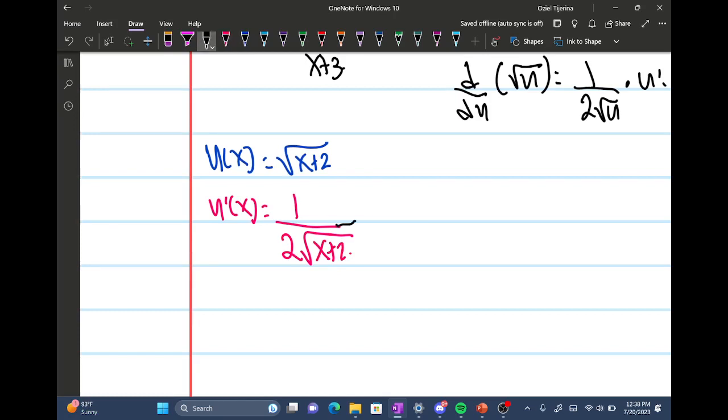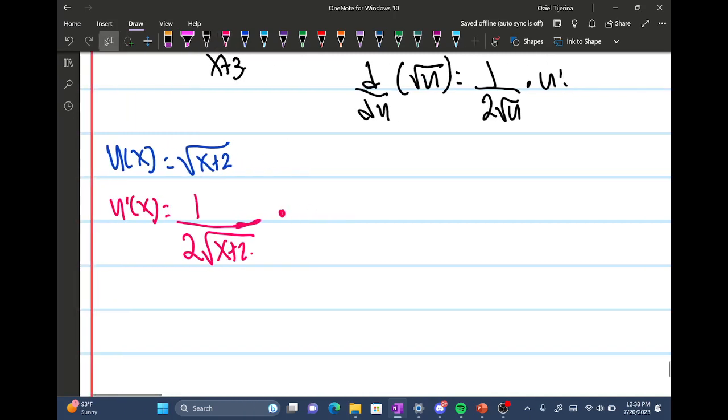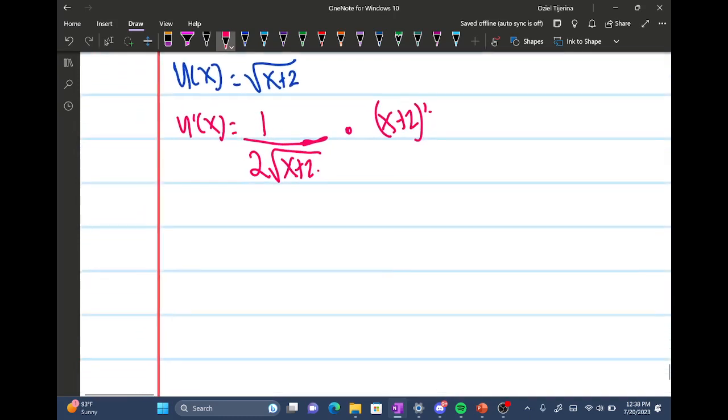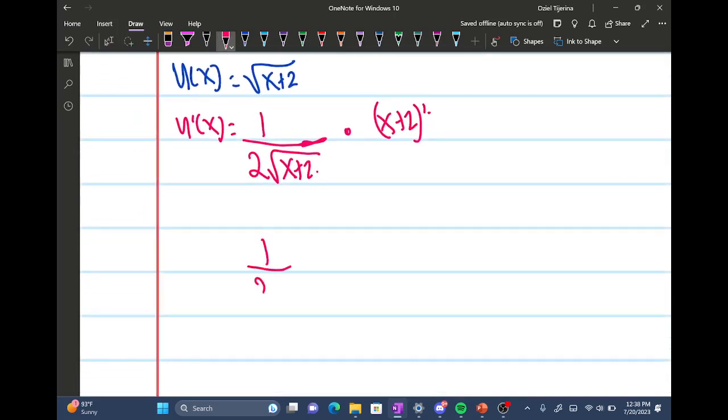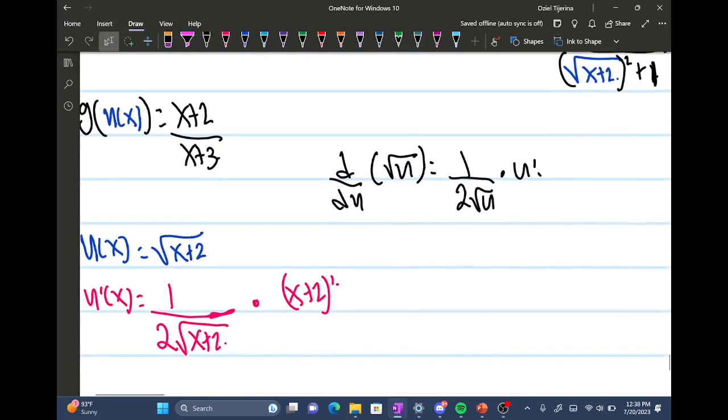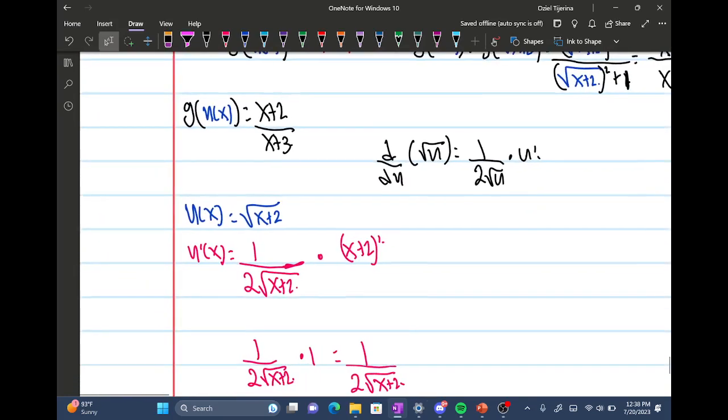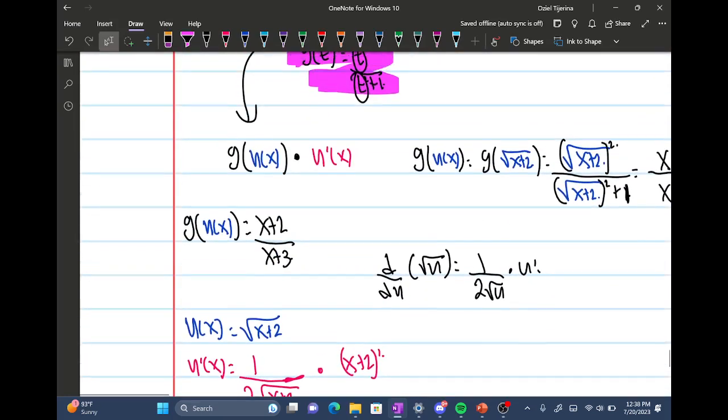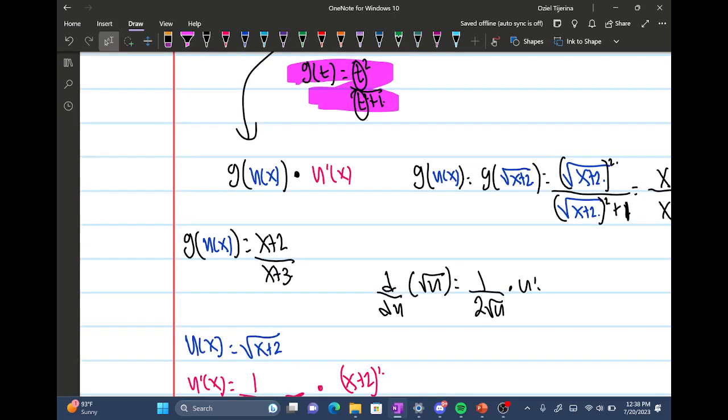And then times the derivative of x plus 2. The derivative of x plus 2 is just 1, so we don't really have to put anything for that. It's still 1 over 2 square root of x plus 2. So now we're going to put it all together. So now we have g of u of x, and it's going to be times u prime of x.